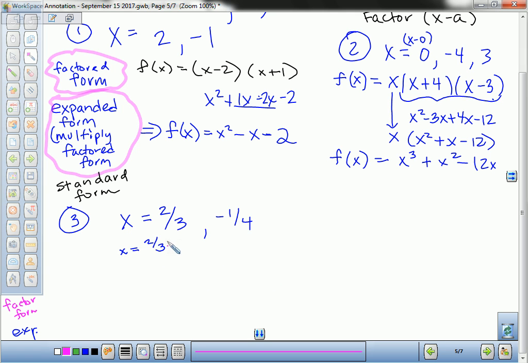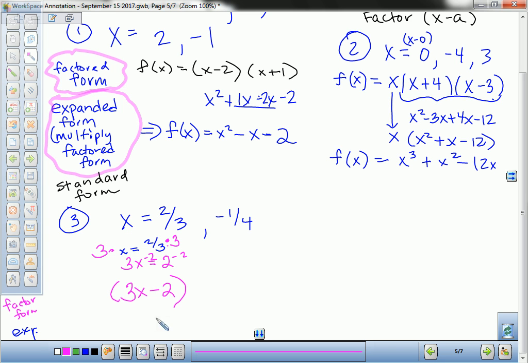So we would first undo the division. How do we undo division? Multiplication. So we get rid of that denominator by multiplying by 3. So now I have 3x equals 2, and I want it to equal 0, so I would subtract the 2. So the factored form for this one would be 3x minus 2.